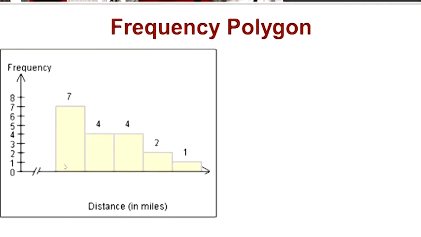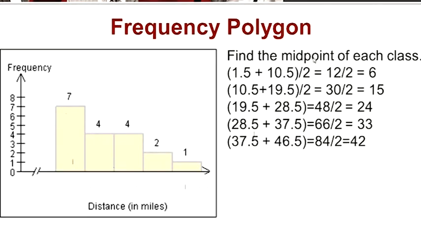Now, a frequency polygon, looking at this same problem. To build a frequency polygon, we're going to find the midpoint of each class. So the first class went from 1.5 to 10.5. So the midpoint of that is 1.5 plus 10.5 divided by 2. So the midpoint of that is 6. In the second class, adding 10.5 plus 19.5 divided by 2, you get a class midpoint of 15.